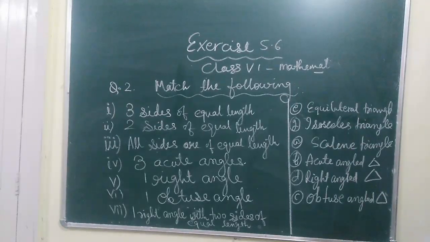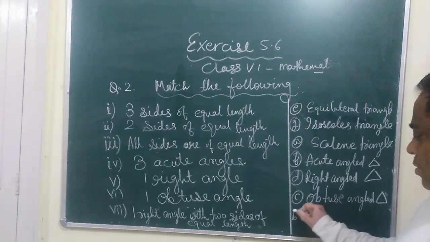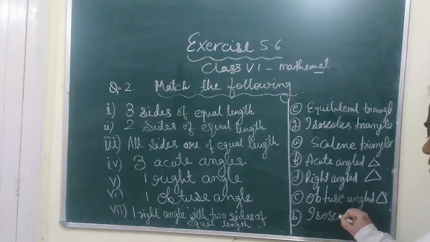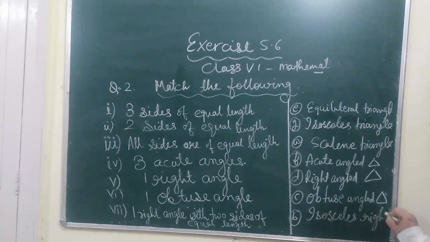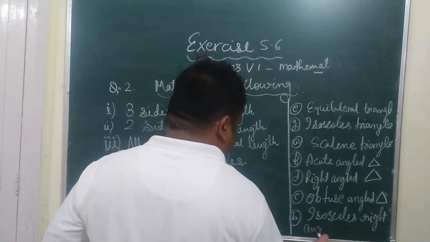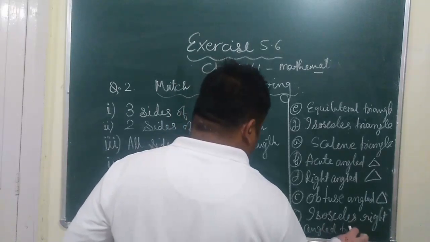One right angle with two sides equal. This will be B, isosceles right angled triangle.